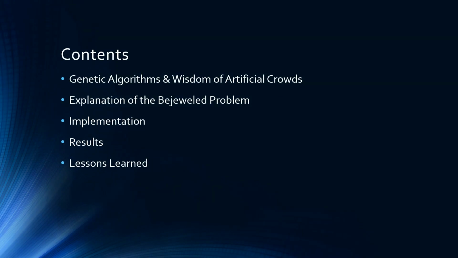Some of the things I'm going to talk about today: genetic algorithms and wisdom of artificial crowds. What are they, and how do we attempt to use them to solve this problem? The Bejeweled problem itself, I'll go into a little more depth, and then the implementation that I did, the actual program that I created to attempt this, the results of that, and then also lessons learned.